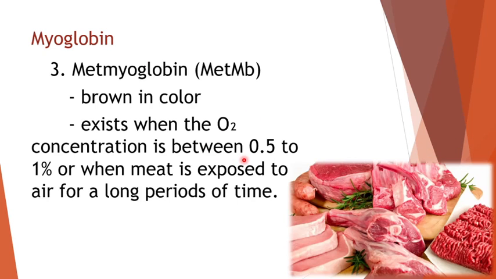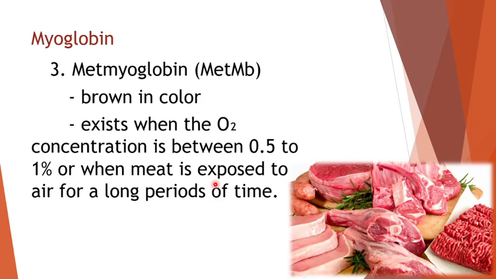The third pigment is the metmyoglobin, which is colored brown. This exists when the O2 is at a low concentration of 0.5 to 1%, or when the meat is exposed to air for a very long period of time. So the O2MB will become metMB if the concentration is low, 0.5 to 1%, or if you have exposed that meat to air for a very long time. Now, the dominant color is the one that we actually see. Also, take note that it's not just one pigment which we can see.